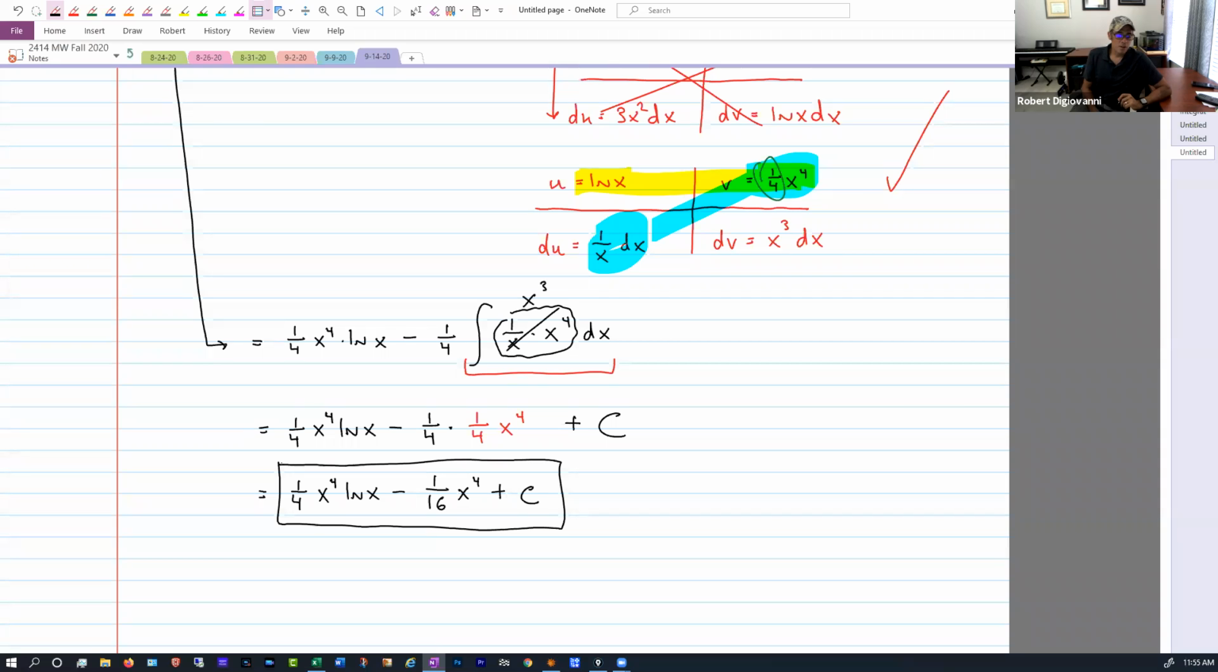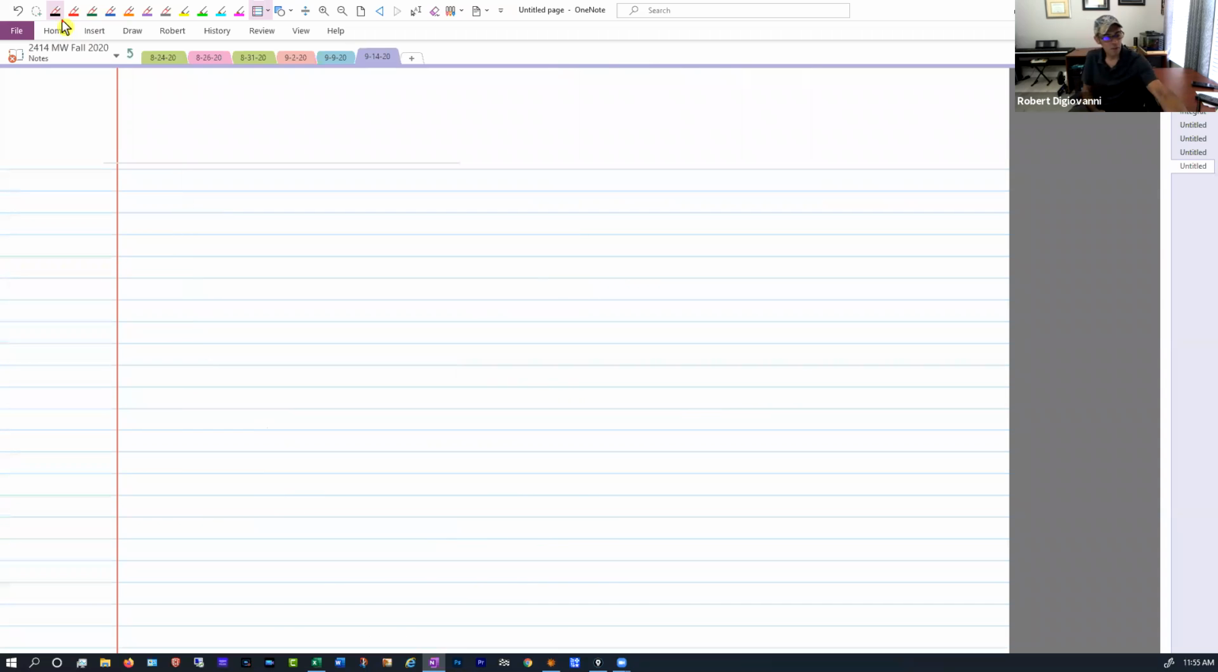Let's try and do another one, okay? Because these just keep getting more and more beautiful. All right, here we go. Let's do the natural log, because we've never known what the antiderivative of the natural log of x is.